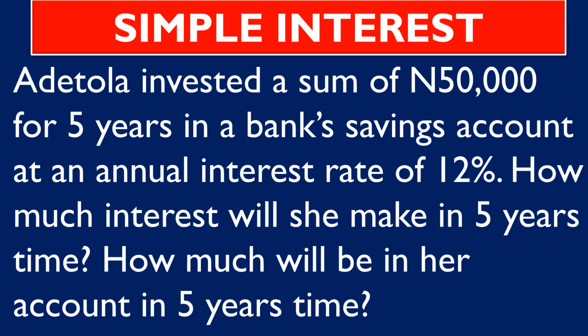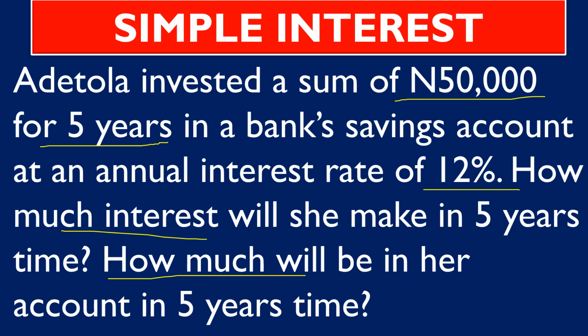So just like we had previously, the amount she's investing is 50,000 naira. So this is the principal. The principal is the amount you start with, you invest with. The duration is the time in years. She's investing for 5 years, so time is 5 years. And the interest rate per annum is 12%, so the R is 12%. So there are two questions: how much interest will she make in 5 years, and how much will be in her account in 5 years' time?